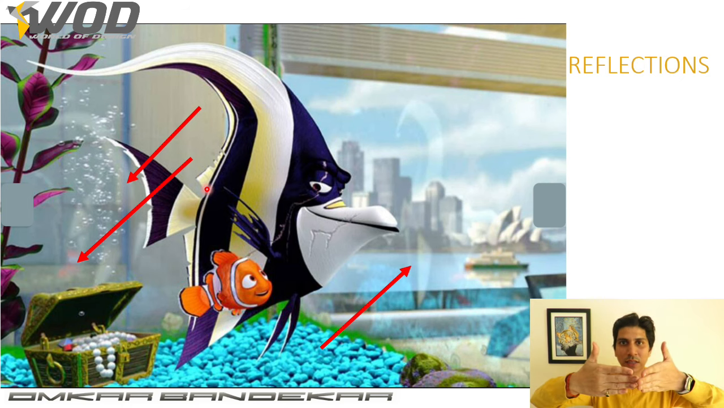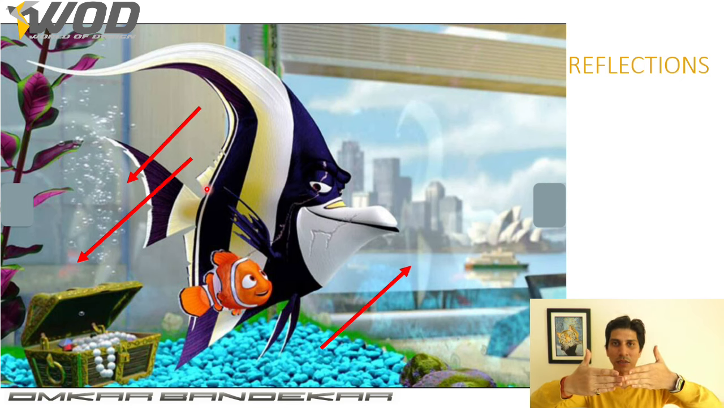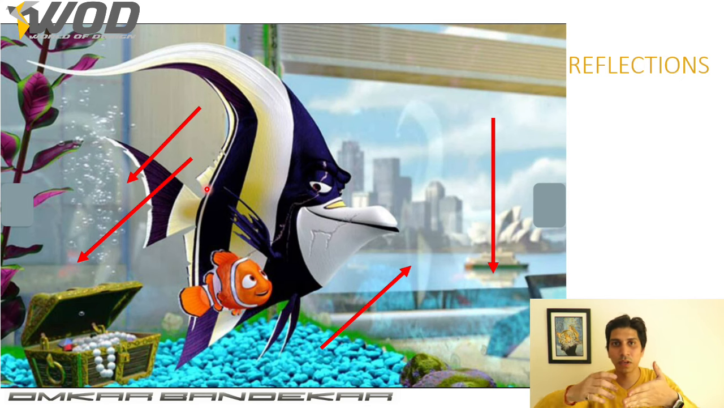So there are two glasses. On the back side of the glass, you can find the shadow or reflection of that fish, and on the right side of that glass, you can find one more reflection. There's one more reflection, very, very important, that is at the background. The reflection of that ship is also playing a role.